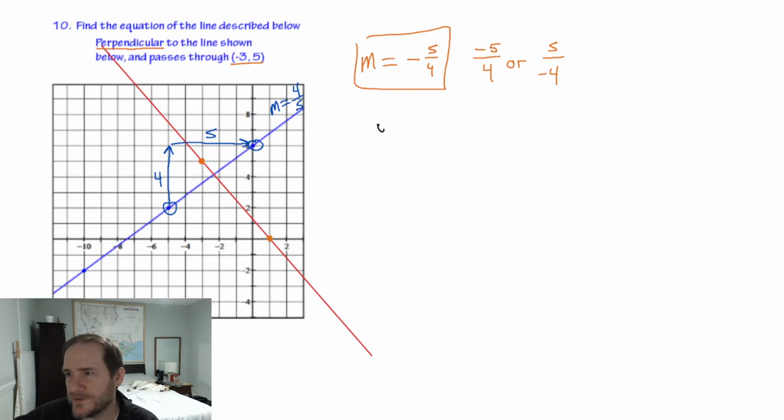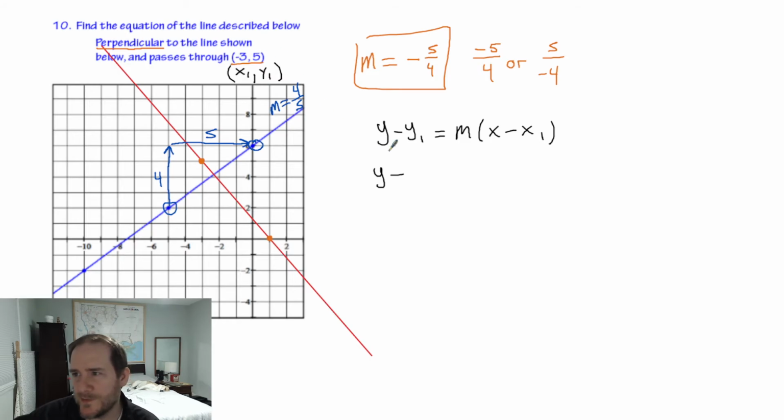We know that our equation is y minus y1 equals m times x minus x1. And we know that this ordered pair is our x1, y1. And we know that our slope is the negative 5 over 4. So we're going to go y minus our y coordinate, which is 5. Our slope is negative 5 over 4. X stays x, but x1 becomes the negative 3.